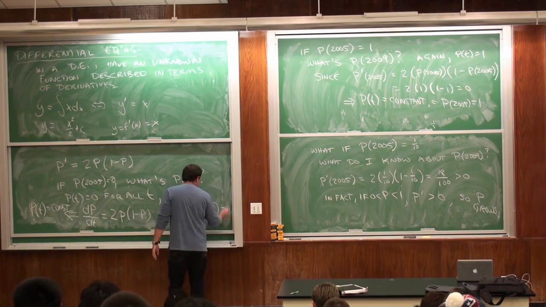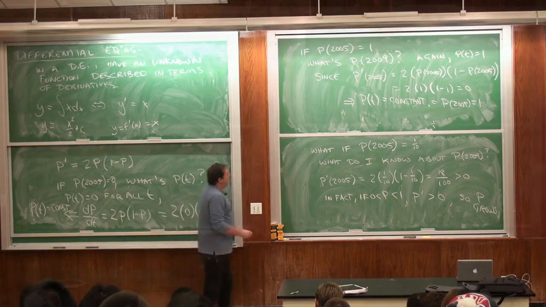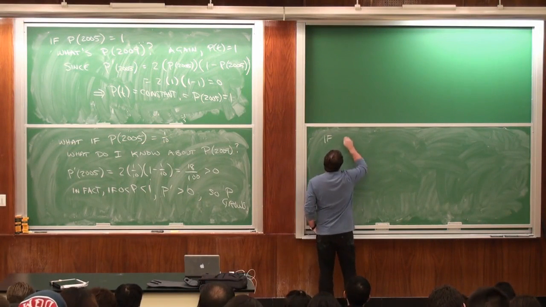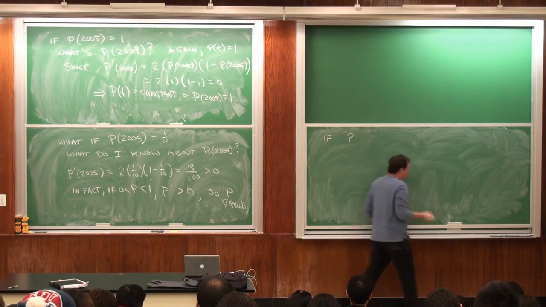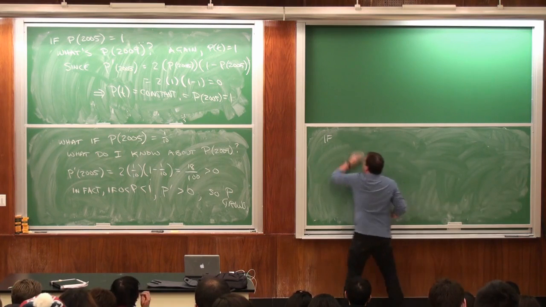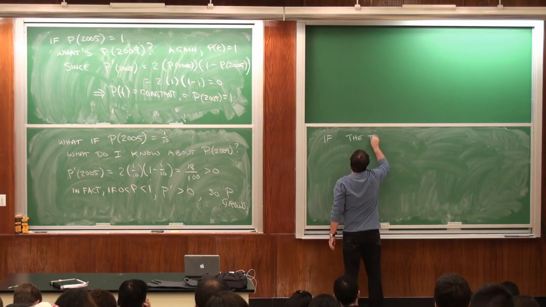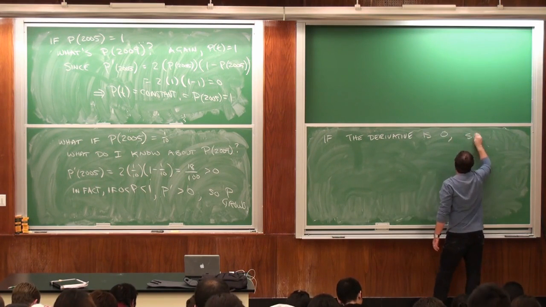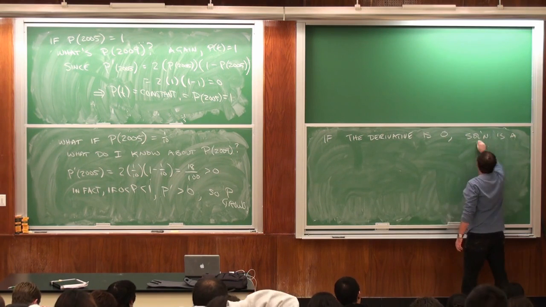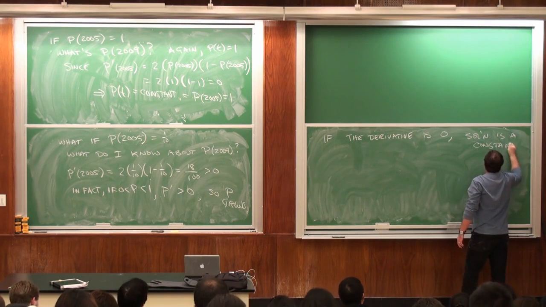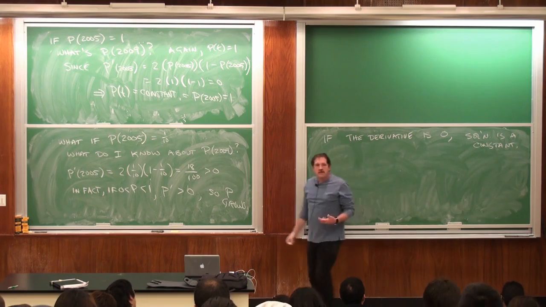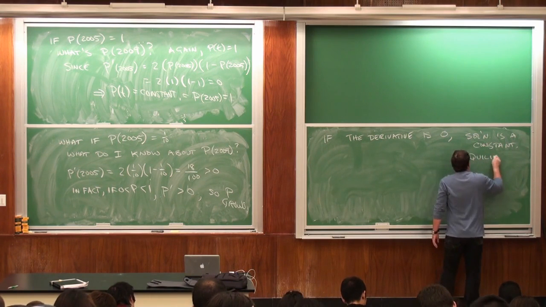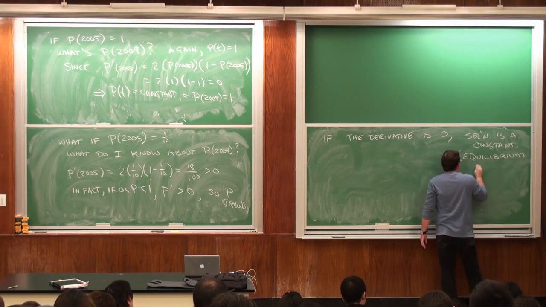So these kinds of solutions are called equilibrium solutions. So if you know that your derivative is always zero, then the solution is a constant. And this is called an equilibrium solution. Or sometimes it's called a fixed point.